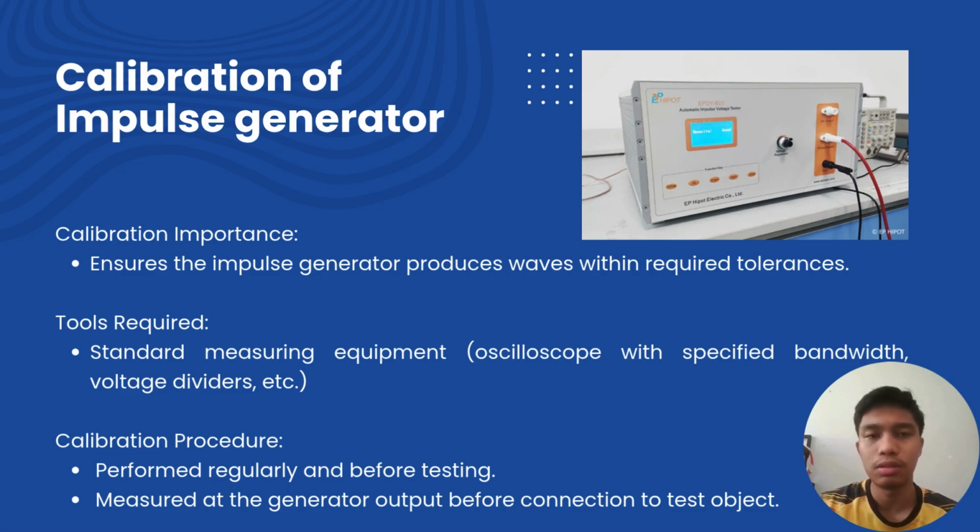Basically, in summary, Clause 4 ensures the waveform used in impulse testing is accurate and realistic, while Clause 5 ensures the generator is properly calibrated to deliver that waveform.